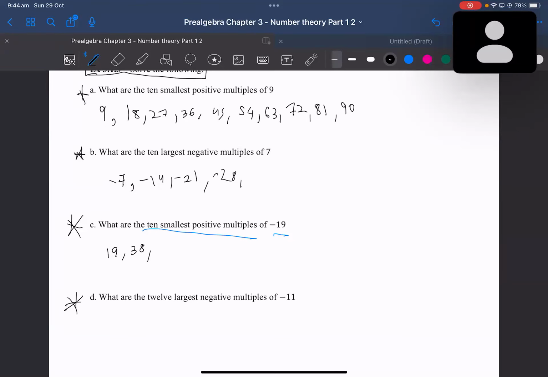Remember when you add 9, each digit goes down by 1. So 19 goes to 28, 9 goes to 8, 38. 8 goes to 7, 57. Also think of it like this. Add 20 then subtract 1. Adding 19 is the same as adding 20 then subtracting 1. Thirty-eight plus 20 is 58. Subtract 1, that's 57.